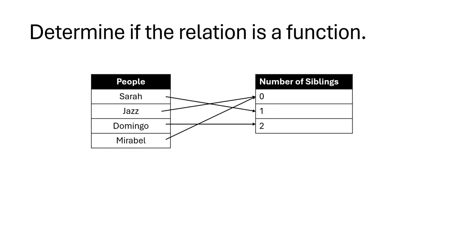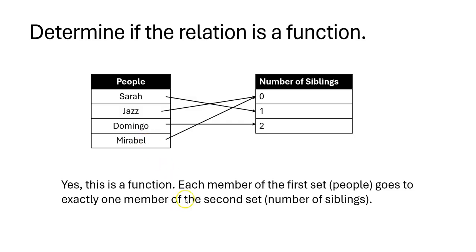When it talks about each member of the first set going to exactly one member of the second set, look at the arrows coming out of the domain. Sarah has one sibling. Jazz has 0 siblings. Domingo has 2 siblings. Maribel has 0 siblings. Each one of these people only has one arrow coming out of it. That means each member of the domain goes to exactly one member of the range. So yes, this is a function.